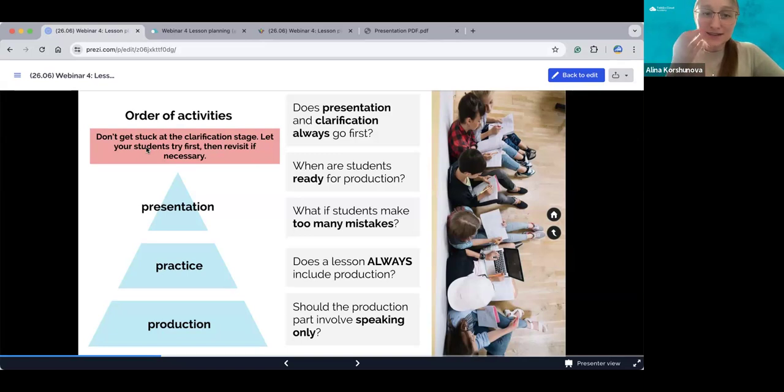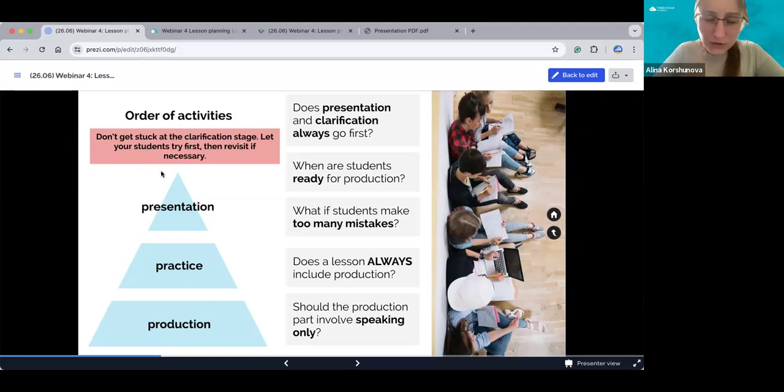So whenever you see that students don't understand, so you're getting stuck at the clarification stage, let your students try. Maybe when they practice, you will see their real problems. And it's completely okay. We can come back to the clarification stage. We will probably never plan that in our lesson plan, but remember that you can always come back to the clarification stage and clarify something again.